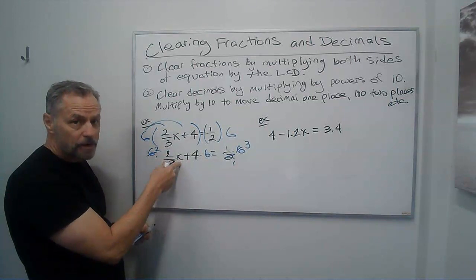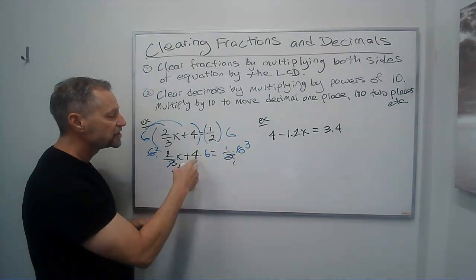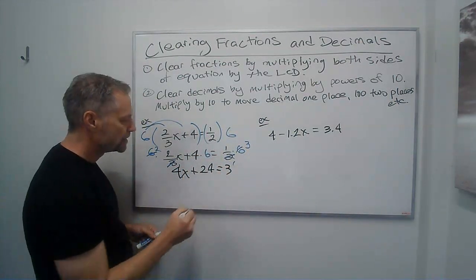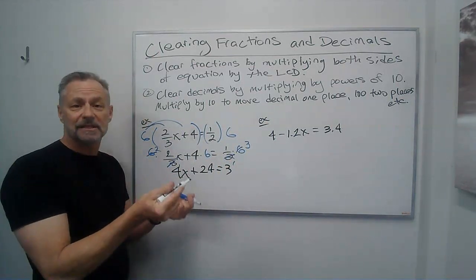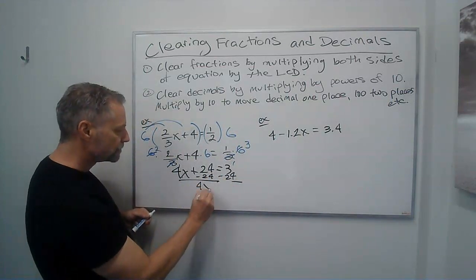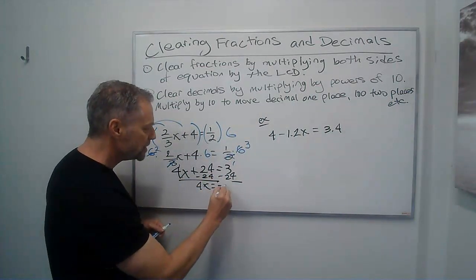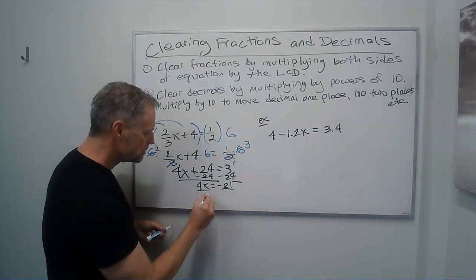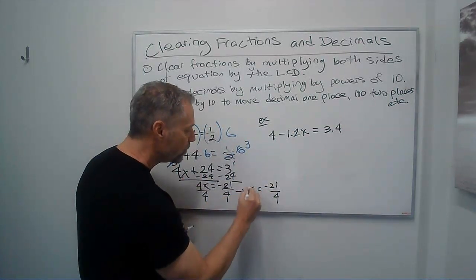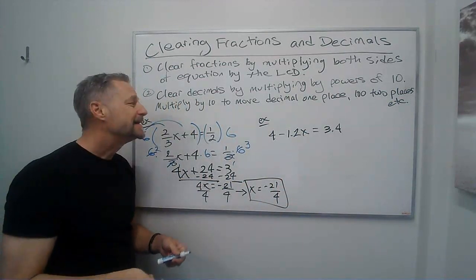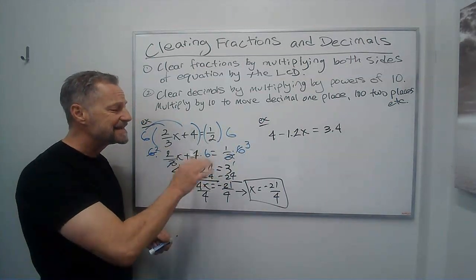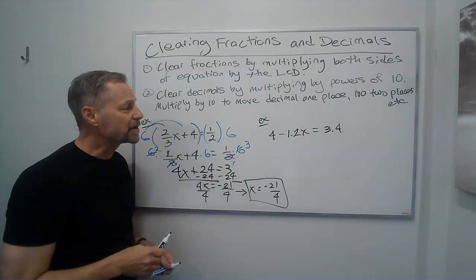2 times 2 is 4x, plus 4 times 6 is 24, equals 3 times 1 is just 3. Then I just solve the resulting linear equation. Subtract 24 from both sides. 4x equals negative 21. Divide by 4. x equals negative 21/4. That's as far as I can go. If your teacher wants you to go into a decimal, you may want to plug it in your calculator or do it by hand. Typically, you just want a reduced fraction like we have there.